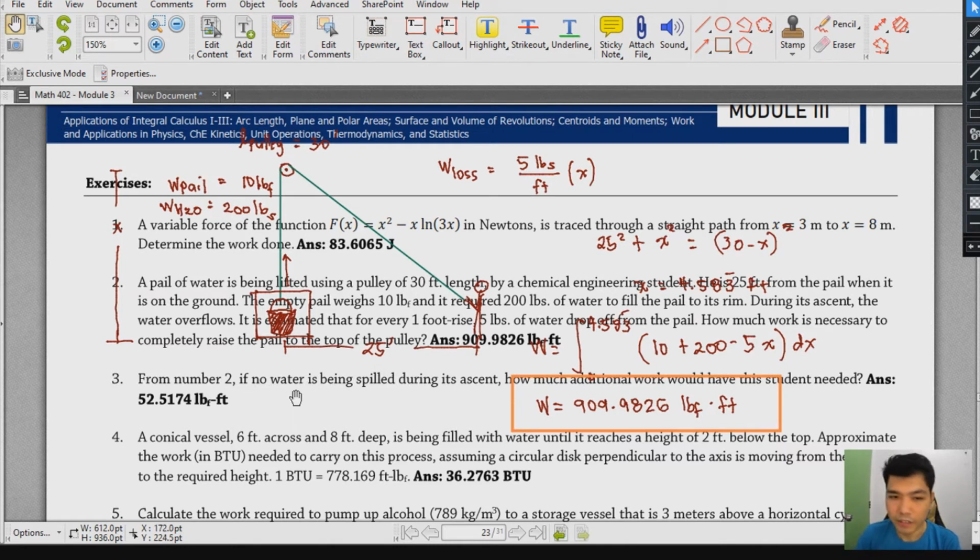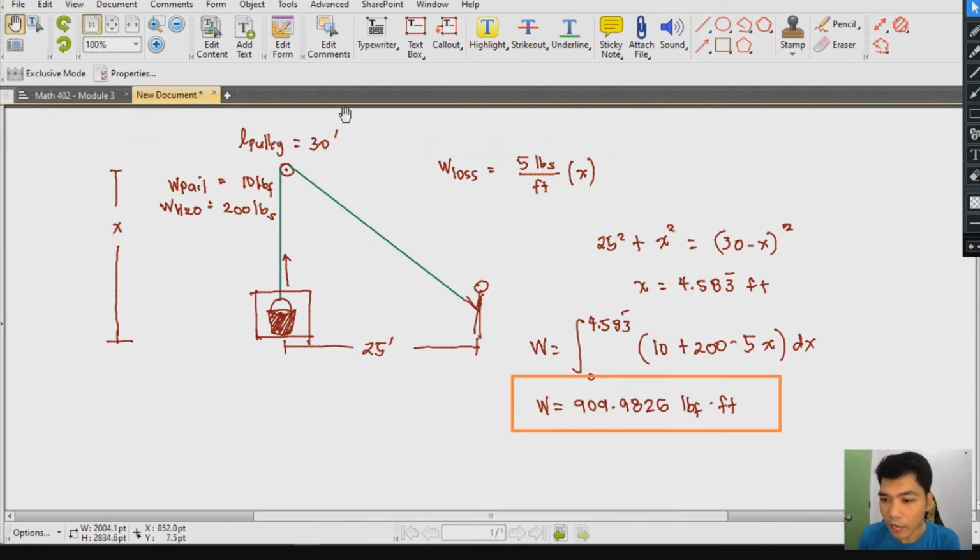Unerased. So if no water is being spilled during this ascent, how much additional work would this student have needed? So the question is additional work. Remember, if it's additional work, then you're still considering the original work that you have. That's 900, 10 plus 200.